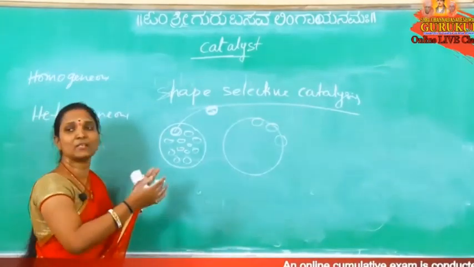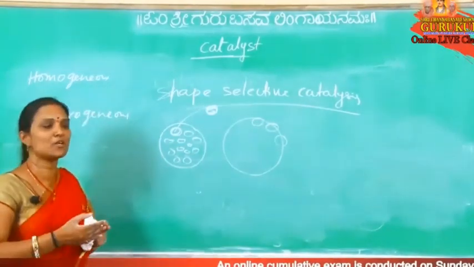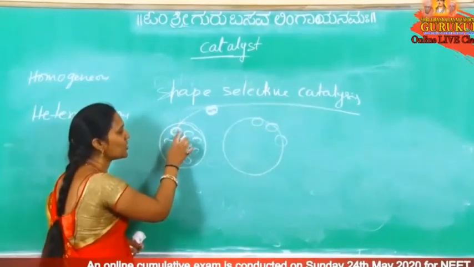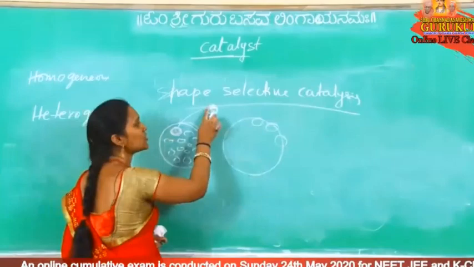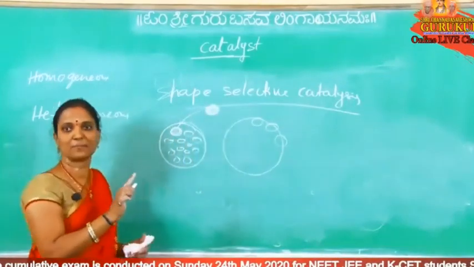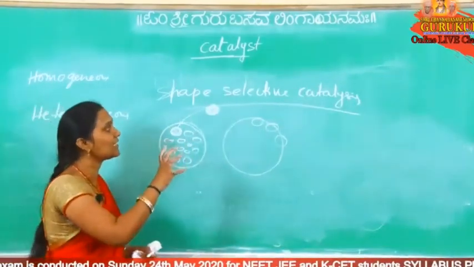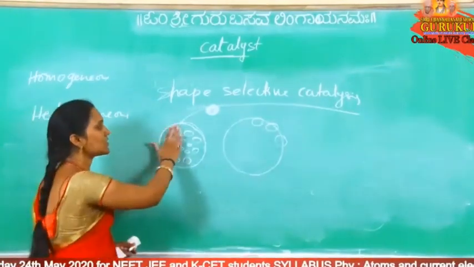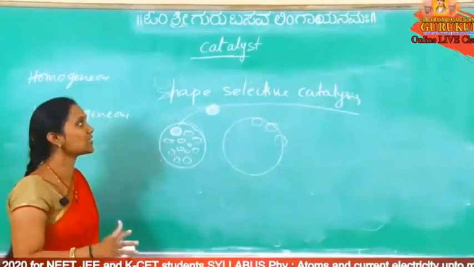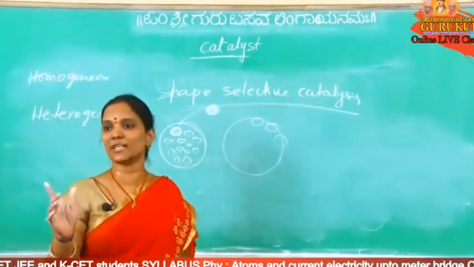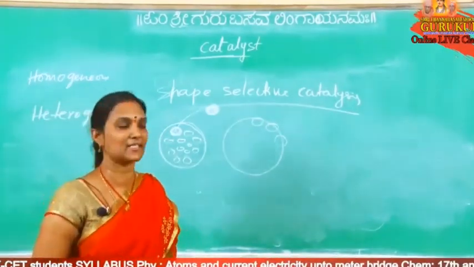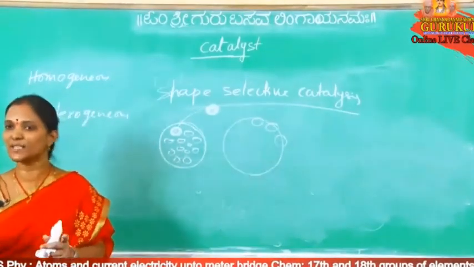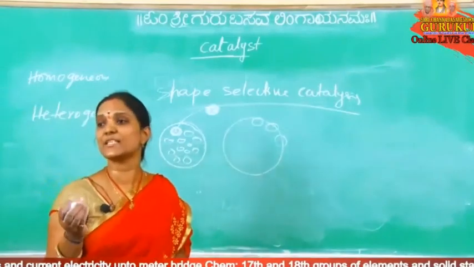Now here the reaction takes place. One reactant occupies the pores of the zeolite. It depends on the shape of this pore and also the shape of the reactant. So the complete catalytic activity depends on the shape of the reactants and also the pores of the zeolite. That's why this reaction is called a shape selective reaction. Shape selective catalyst: its activity depends on the size of the pores present in the zeolite.